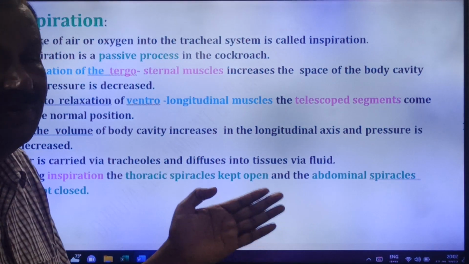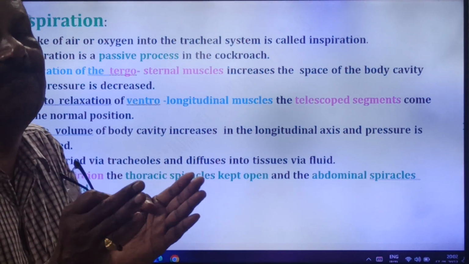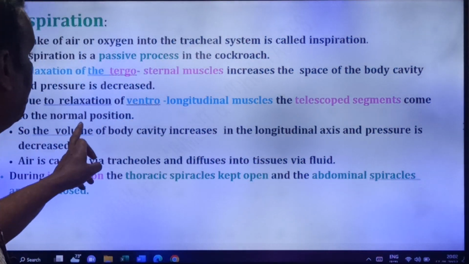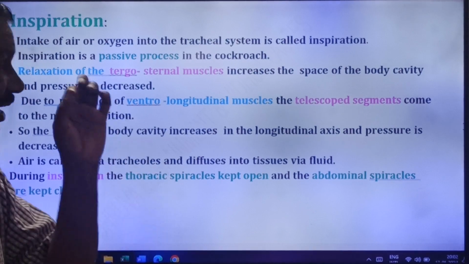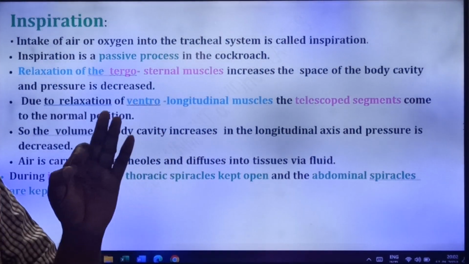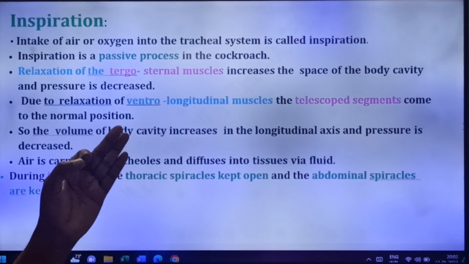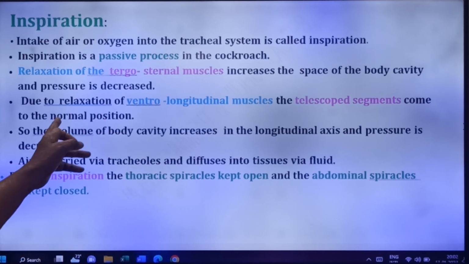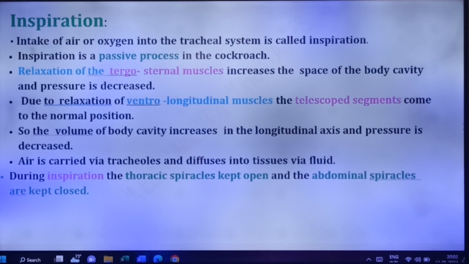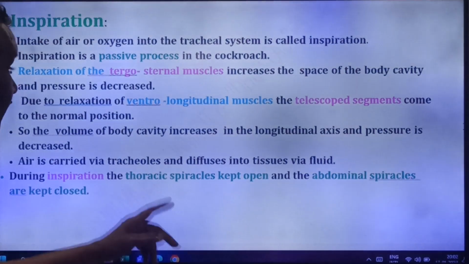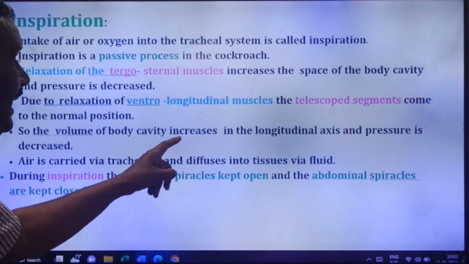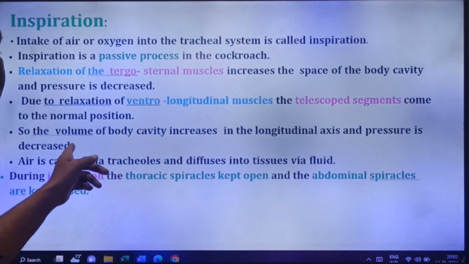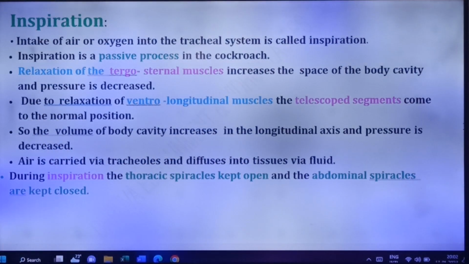Telescoped segments means what? Telescope means the segments which come closer. Get what, friends? Get normal position. Due to relaxation of ventrolongitudinal muscles, the telescoped segments of the body come to what, friends? Normal position. Due to this, what happened, friends? The volume of the body cavity increases in the longitudinal axis and pressure is decreased.